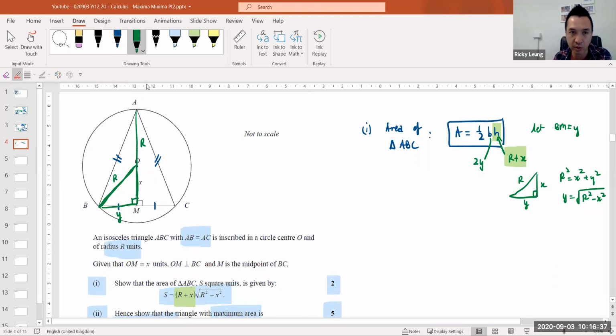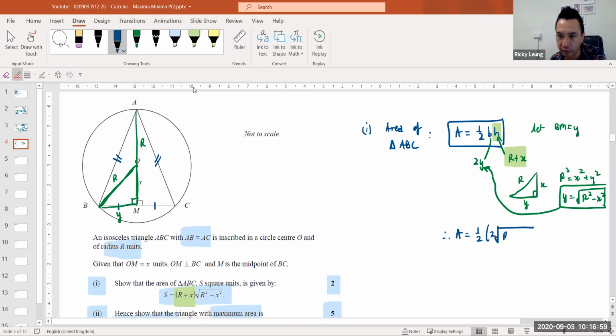Yeah? Which is nice because then the 2 and the half cancels out, so therefore my area is a half times 2y, which actually is 2. Now y, the whole purpose of this Pythagoras is to plug this guy into here. Beautiful. And then you have square root of r squared minus x squared, and then multiplied by r plus x. And I have what I want because the 2's cancel out.